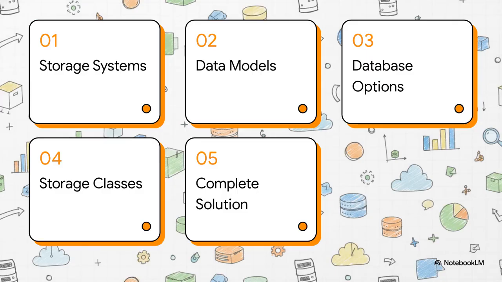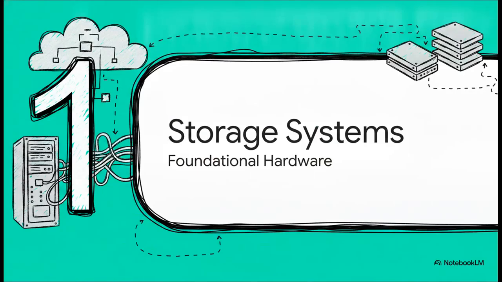All right, so here is our roadmap for today. We'll start with foundational cloud storage systems, then choosing your data model, move into Google Cloud Database options, master those cloud storage classes, and finally, bring it all together by architecting the complete solution. Let's dive in. Starting right off with Section 1, Foundational Cloud Storage Systems.